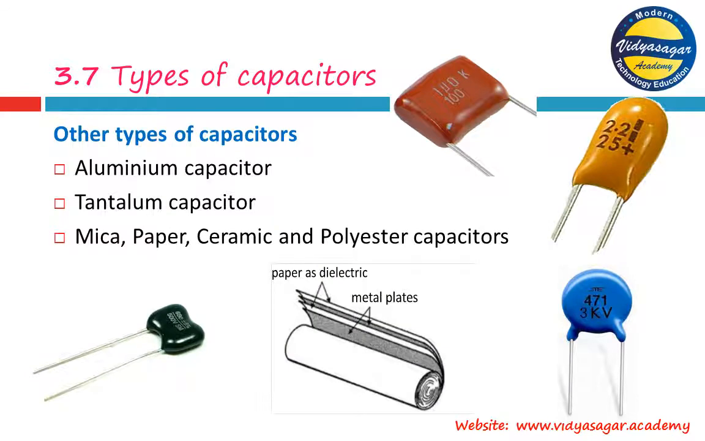Again, other types of capacitors are given. Here: aluminum capacitor, tantalum capacitor, then mica, paper, ceramic and polyester capacitors are shown. Sometimes there may be a demand in the 11th standard examination to draw the diagram of a paper capacitor. So I have shown here the internal structure diagram of a paper capacitor.